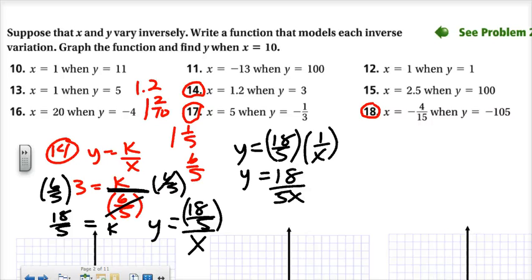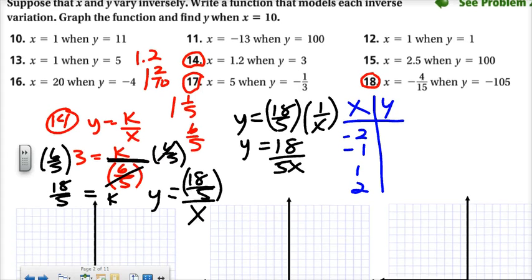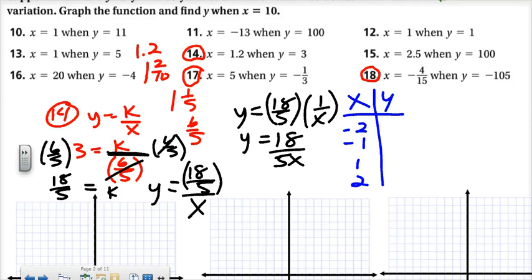It said graph the function and find y when x equals 10. So what I need to see is just a couple of points on the left-hand side and a couple of points on the right-hand side of this graph. So maybe try -2 and -1, and then maybe 1 and 2, because we know these are going to be hyperbolas. We just need to put some numbers in there. And when we're graphing, it's perfectly okay to think decimals. So 18 divided by 5 times -2 is -10, and that's going to give us a -1.8.